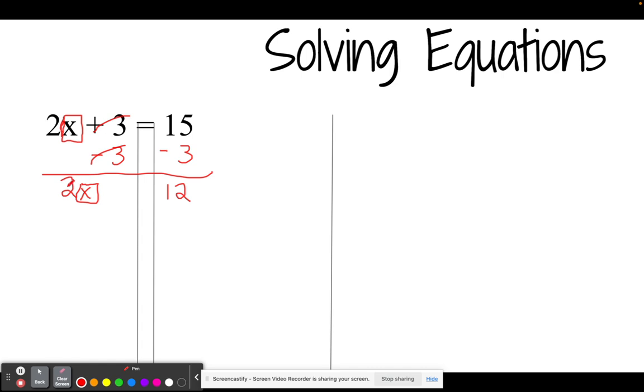It still has that 2 attached to it. Its closest friends, so we got to send those home. How do we send those home? Through division. Since that's multiplication, we divide. It's just a one-step equation at this point. 12 divided by 2 is 6. And my 2's cancel here because 2 divided by 2 is 1, and I'm left with 1x, or x.